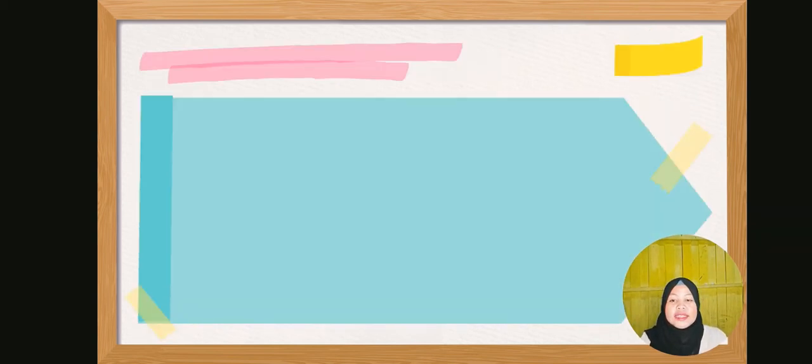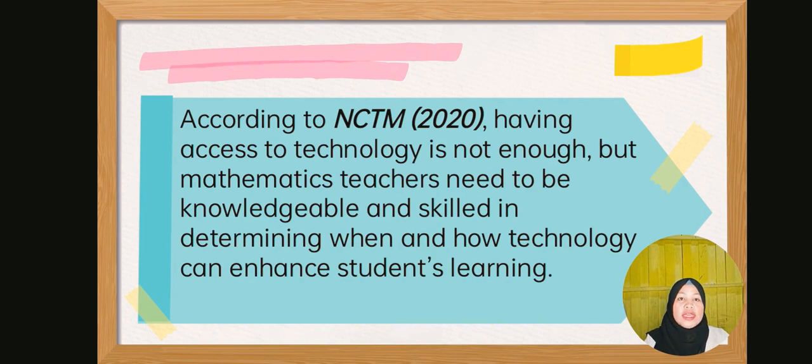Simply using technology is not enough to learn mathematical or scientific skills. Effective ICT-based instructional materials are well-planned and well-designed. This means that the preparation of the IMs must be planned very well, and it must be ensured that they are developed to meet the learning objectives of the mathematics or science classes. According to NCTM 2020, having access to technology is not enough, but mathematics teachers need to be knowledgeable and skilled in determining when and how technology can enhance students' learning.